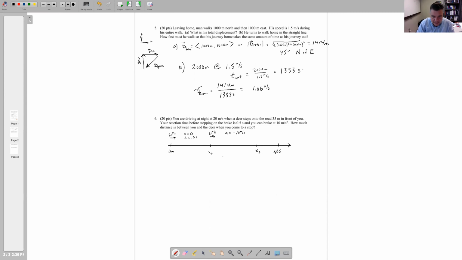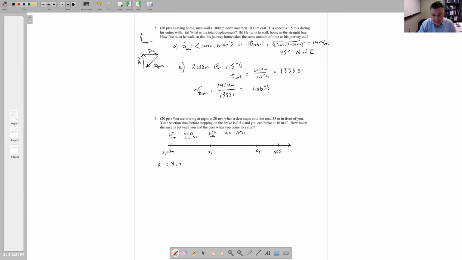I called this X1 and this X0, just to keep everything nice and separated out. All right, so let's find out where I am traveling at a constant speed for half a second. That's pretty straightforward, and this is even one that you can do in your head, but let's lean on some kinematic equations.